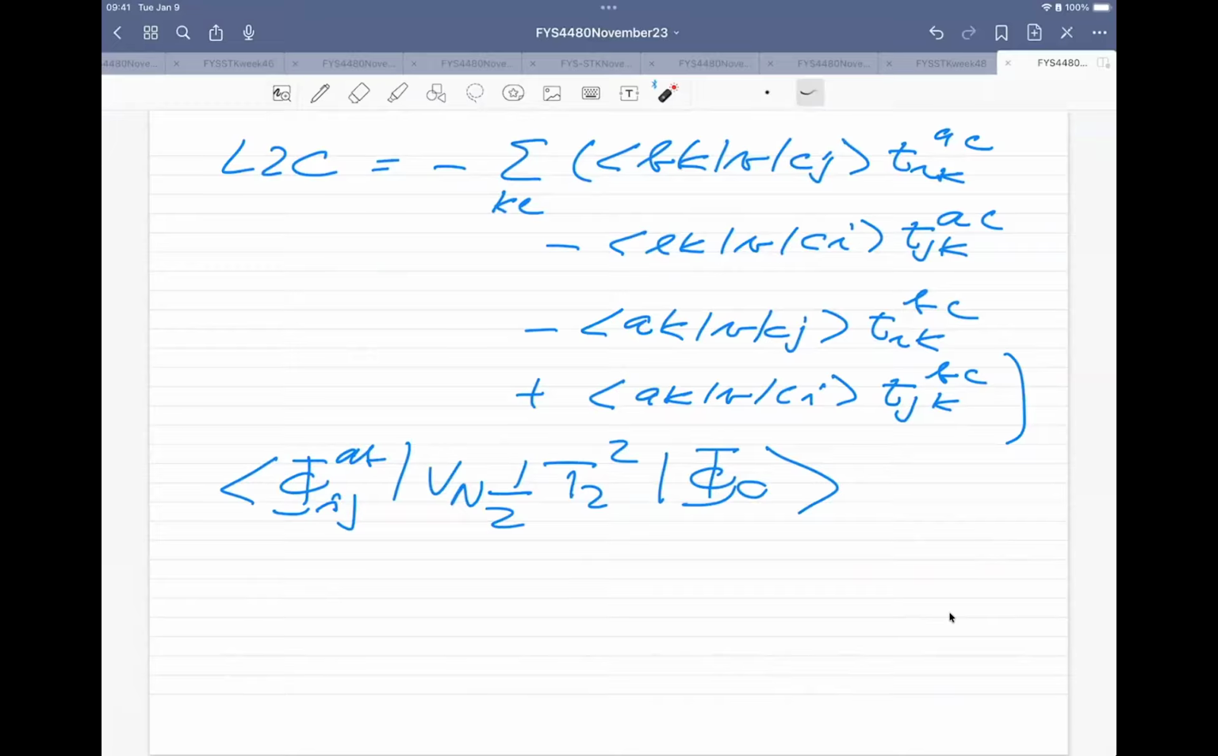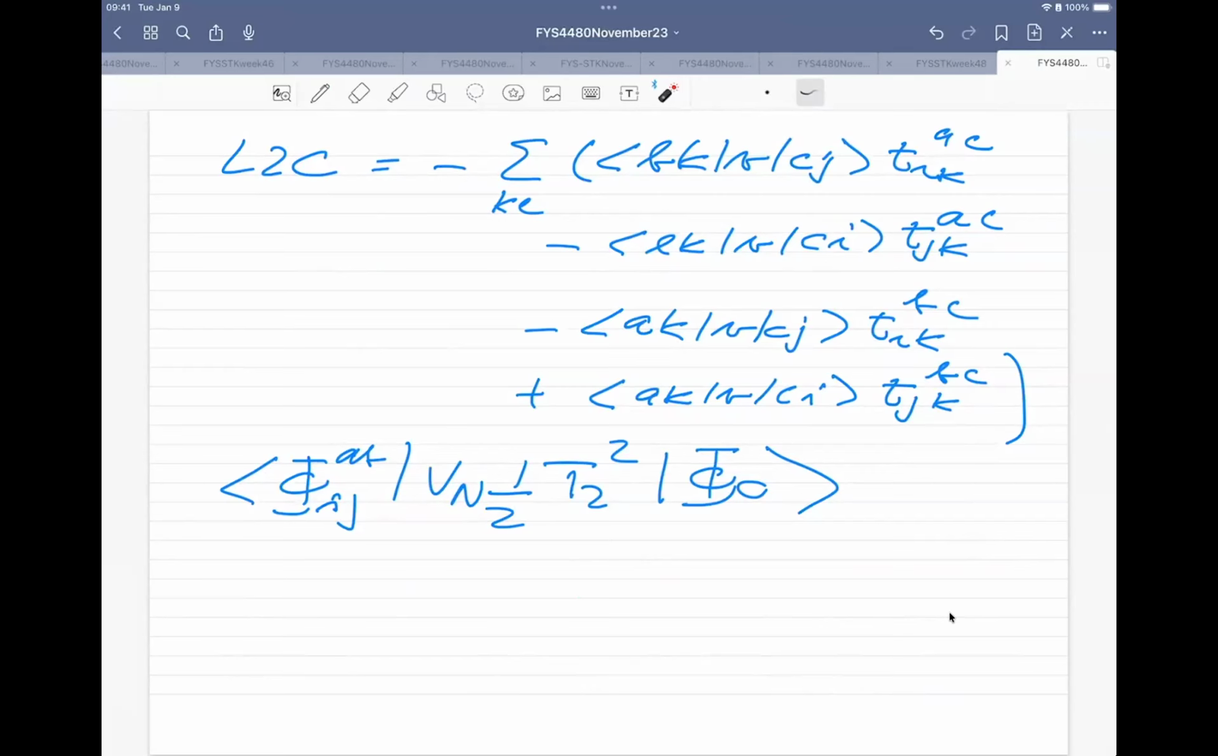So what we are going to do now is just to look at two of the possible contributions, because intuitively, when you look at these terms, you would think that T2 produces a 4-particle 4-hole state. But then we know that the V_N can take away a 2-particle 2-hole state. And then we have a 2-particle 2-hole state here.